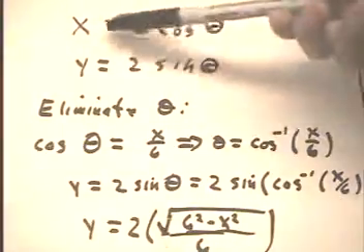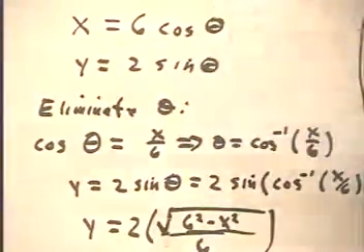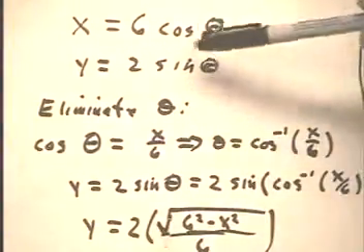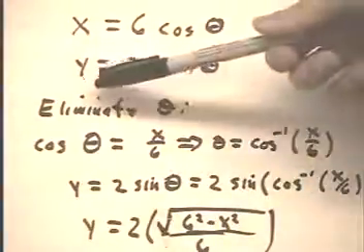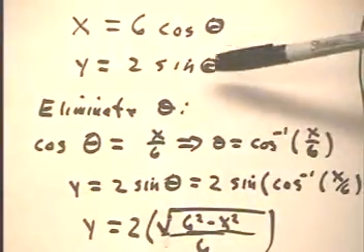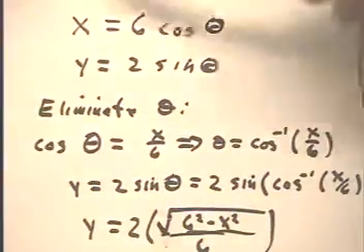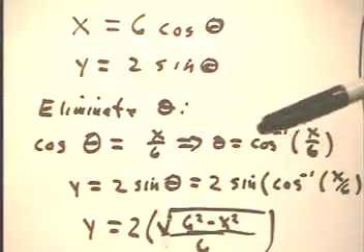Let's try to do the same thing with the equations x equals 6 cosine theta, y equals 2 sine theta. In order to get y as a function of x, or at least y in terms of x, what we get might not be a function, remember. We solve the x equation for theta and plug that into the y equation.